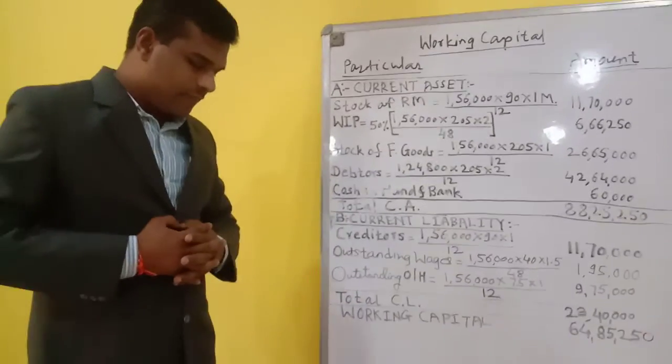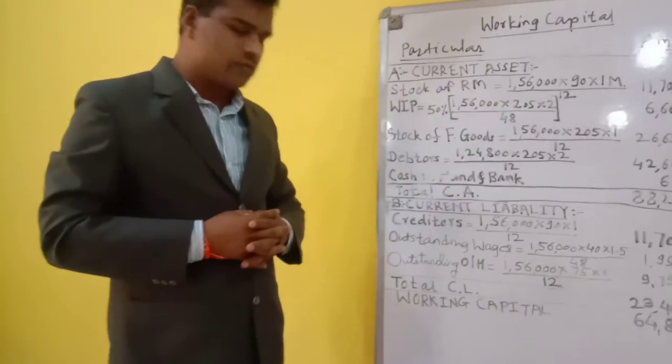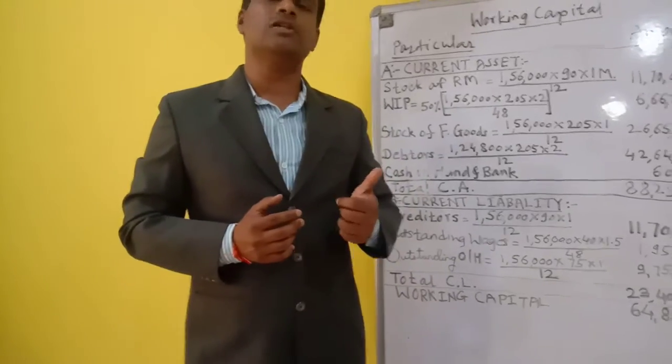Okay, then we will find out the third element. Third element is finished goods are in stock on an average for 1 month. So it is nothing but a stock of finished goods.